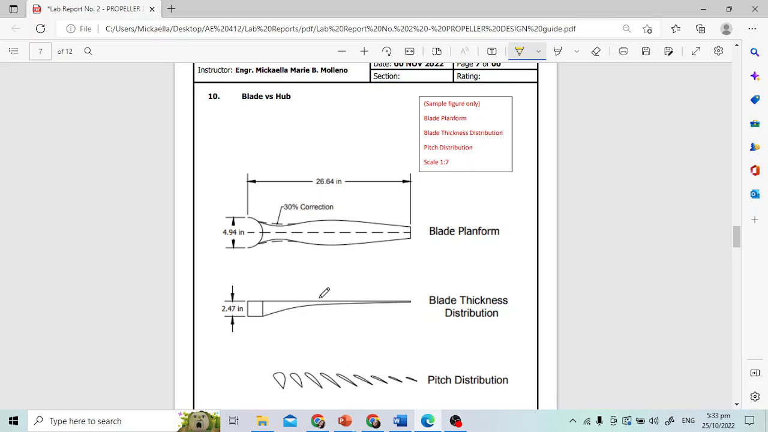Nakakapag-set na tayo ng stations, kuha na tayo ng blade width, ng blade thickness. So, using those, you would be able to construct your blade plan, to show rather your blade plan form, your thickness distribution, and pitch distribution.